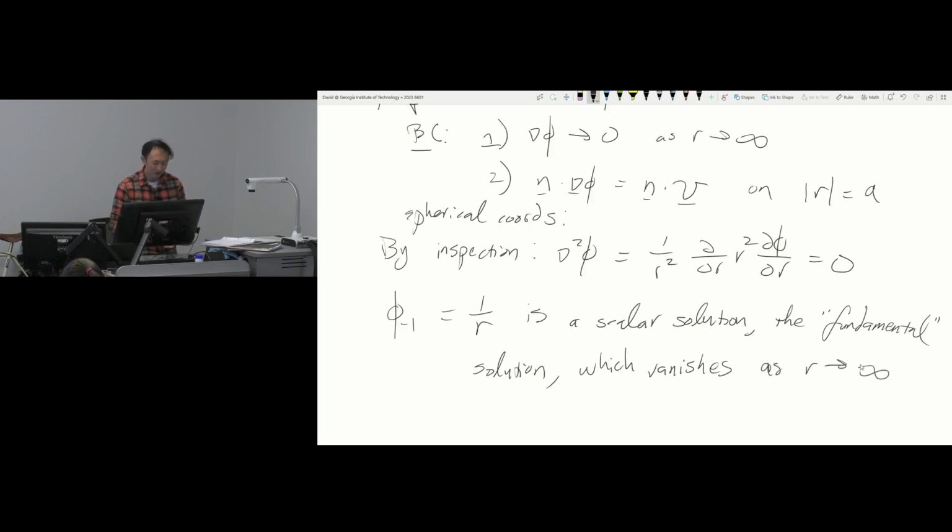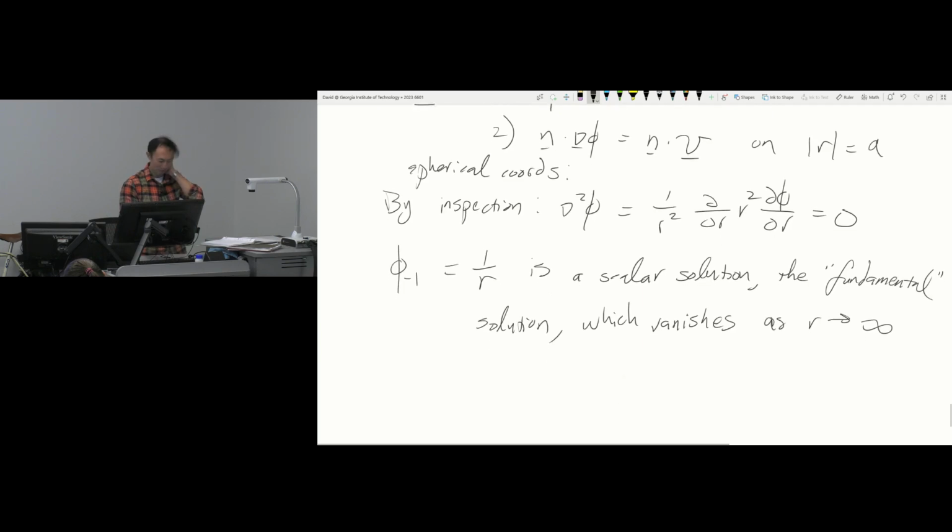Basically, remember, gradients of this phi give you the velocity. Certainly, if phi goes to 0, then your velocity is going to go to 0. So very, very far away from your body, as r goes to infinity, this goes to 0.